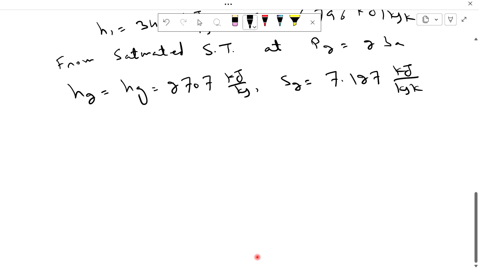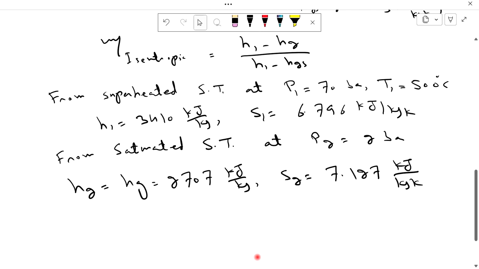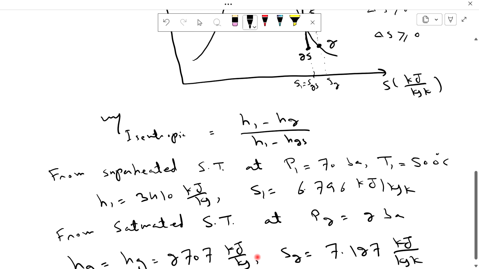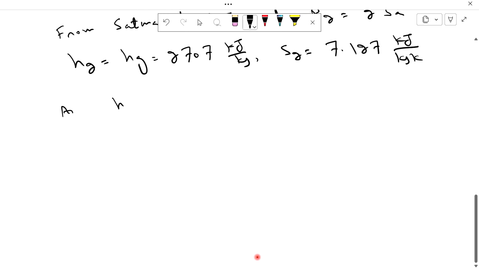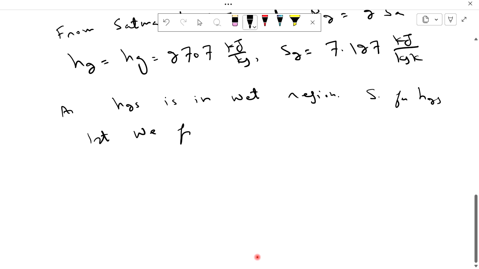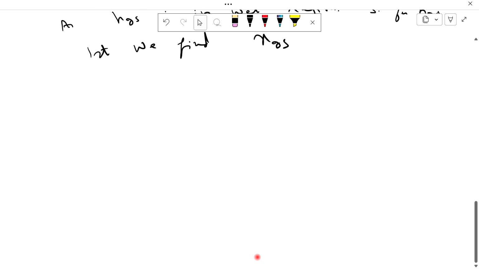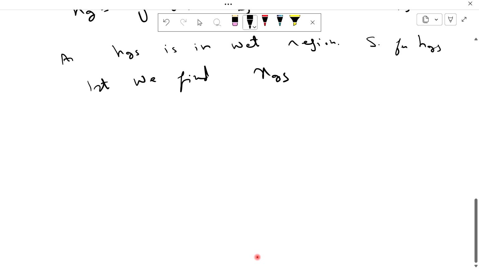Now to find H2S. H2S is in the wet region. So for H2S, first we find X2S. As H2S is in the wet region, for X2S we use the entropy equation, because from the TS diagram S1 is equal to S2S.